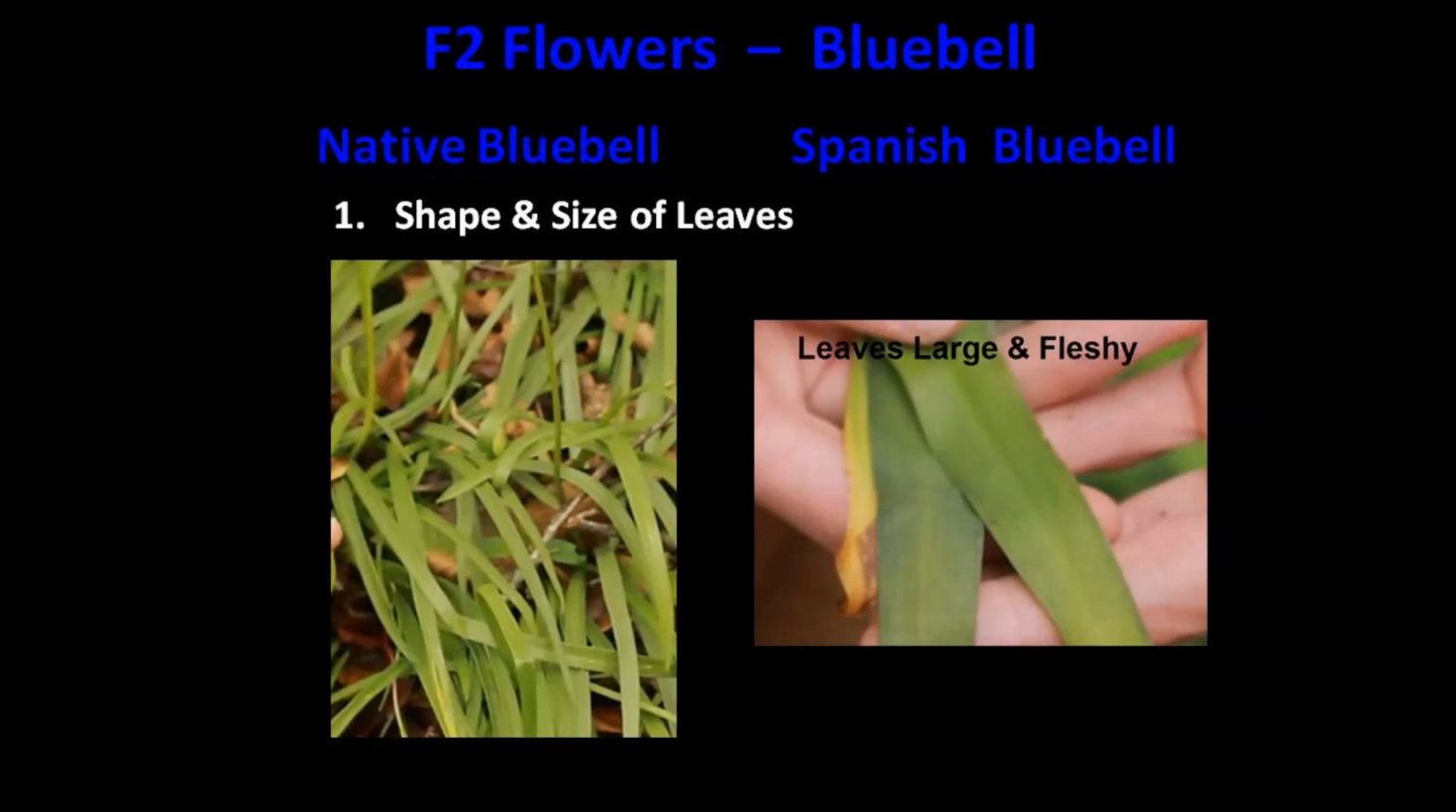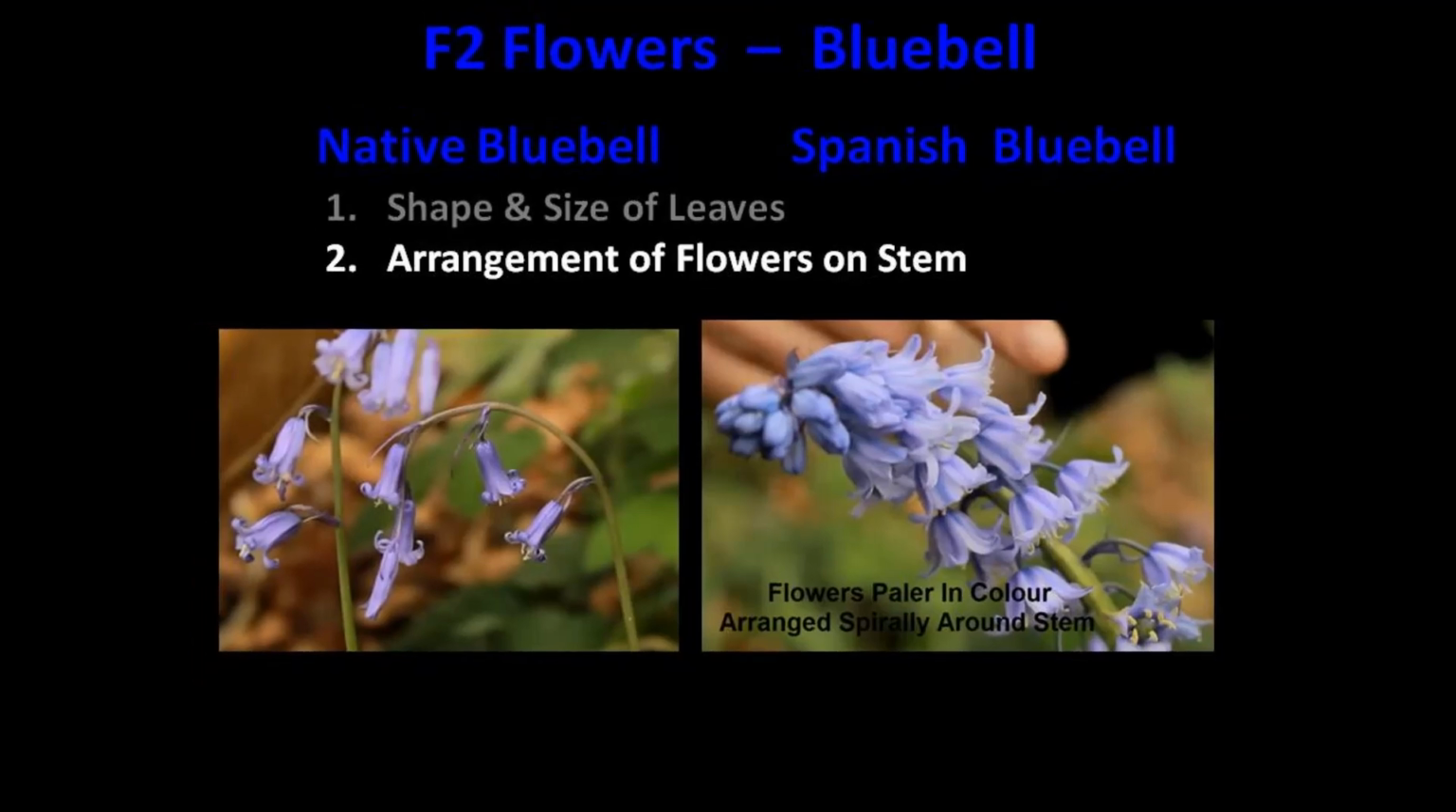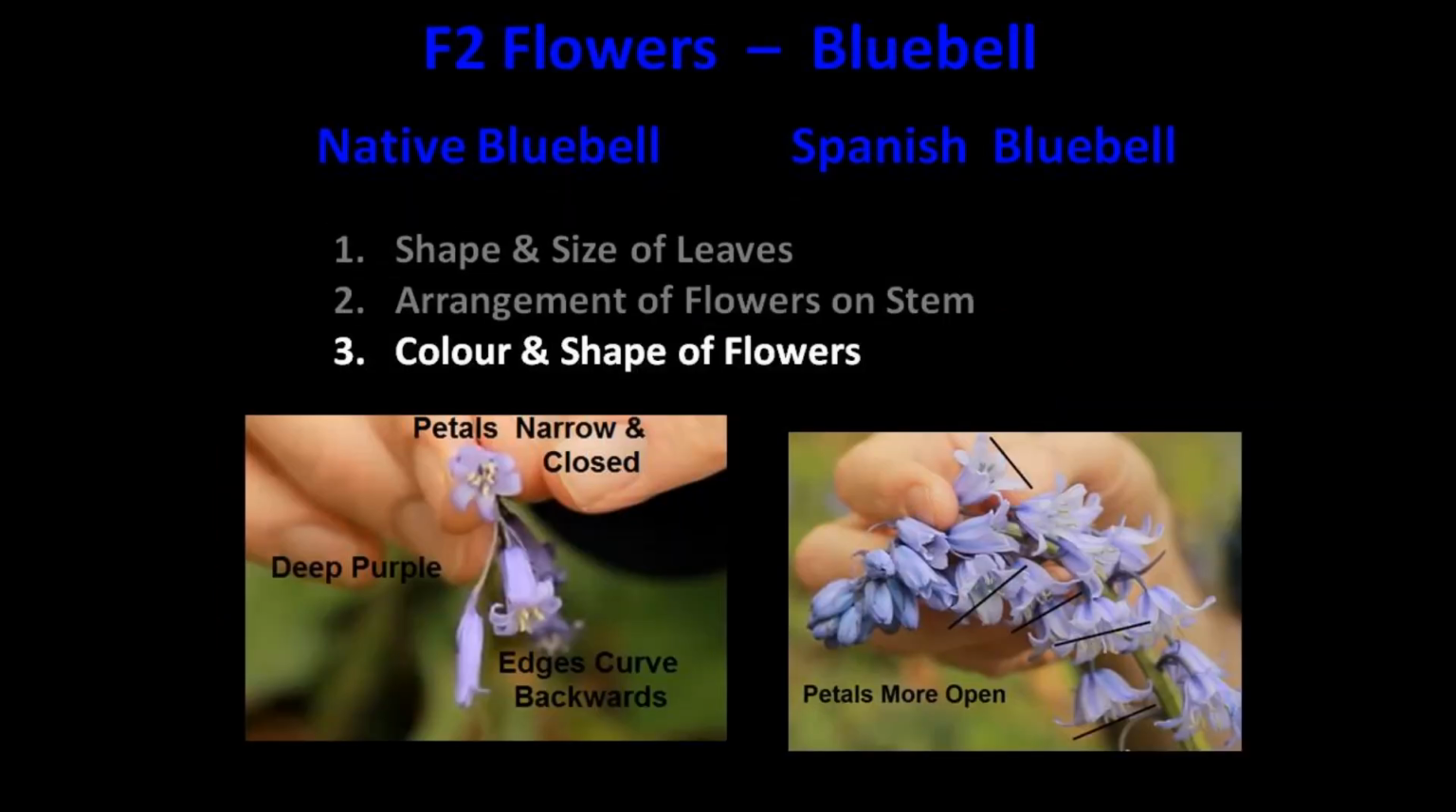The next characteristic we look at is the arrangement of the flowers on the stem. In the case of the native bluebell, we see the flowers on one side of the stem drooping over on a raceme, whereas in the Spanish bluebell, the flowers are much paler and arranged in conical fashion spirally around the stem. The next feature that we look at is the colour and shape of flowers.